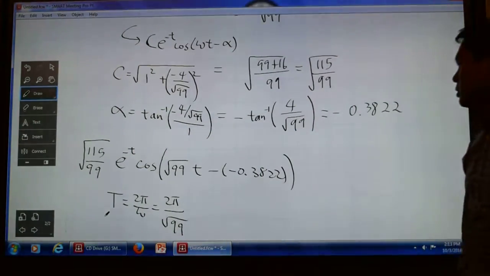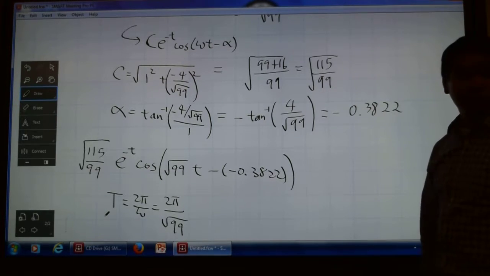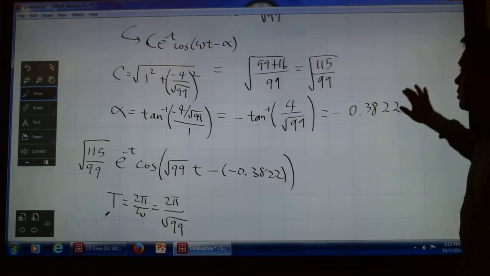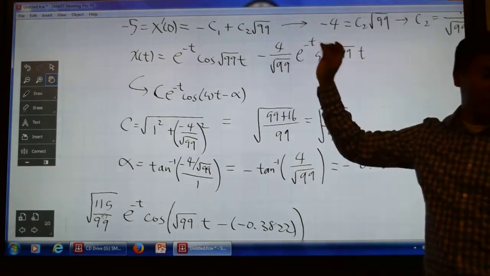And then, no question. Yes. Where did you solve for omega? I didn't know what omega was. Well, omega is when you put these two functions together, the square root of 99t that stays.